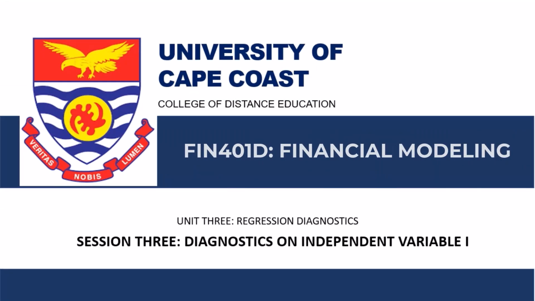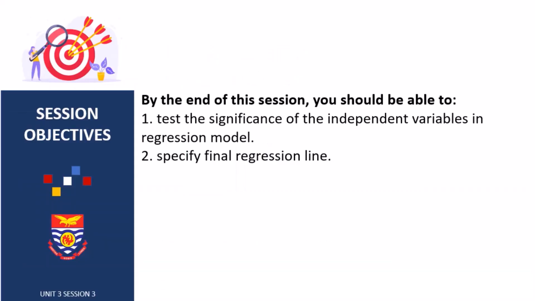This is section 3 of unit 3 of our financial modeling course. In section 3 of unit 3, we are going to consider the diagnostics on the independent variables. By the end of this session, you should be able to test the significance of the independent variable in your regression model. You should also be able to specify the final regression line.